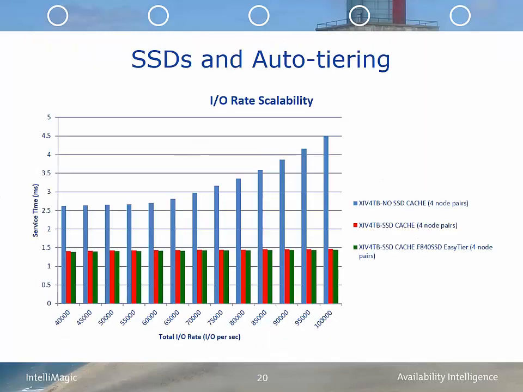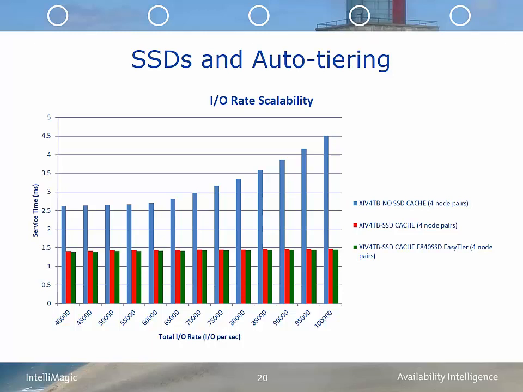Almost every system on the market has some form of SSDs or flash technology, as well as auto-tiering to take advantage of the different types of disk storage on the system. But what is difficult to know without either doing a performance test or doing modeling is what is the best configuration for your workload. With IntelliMagic Direction, it is possible to run your workload under a growth scenario and get the response times for different types of configurations.